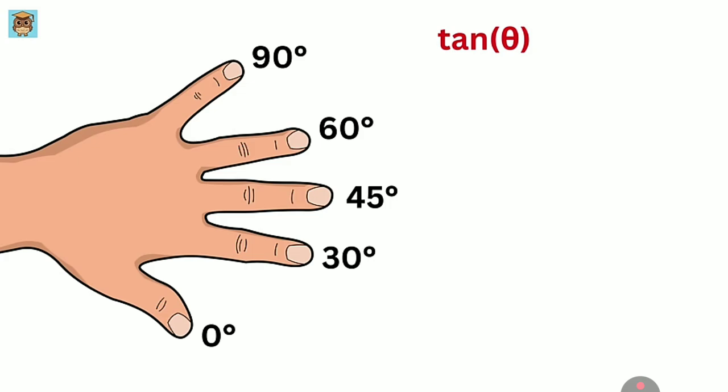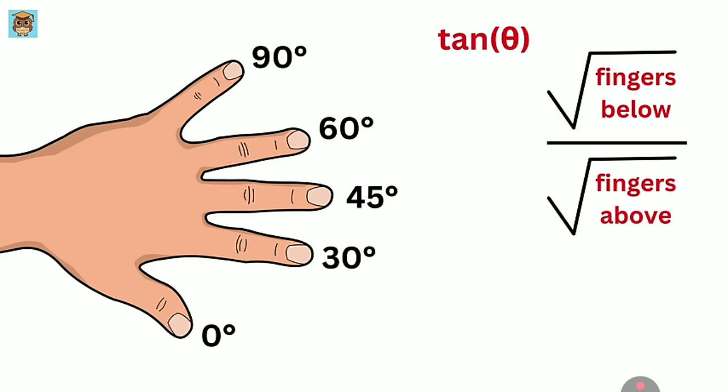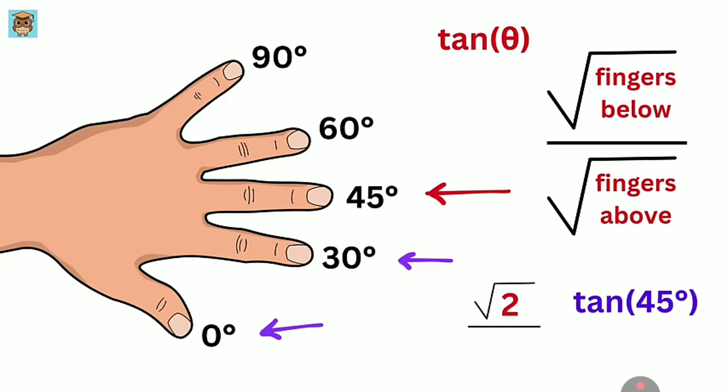Tan of theta will be equal to the square root of fingers below divided by the square root of fingers above. Let us look at tan 45 degrees. This is 45 degrees. Fingers below are this and this, so 2, and thus write square root of 2 here. Then fingers above are this and this, which is also 2, and thus write square root of 2 in the denominator. Thus the answer for tan 45 degrees is simply 1.